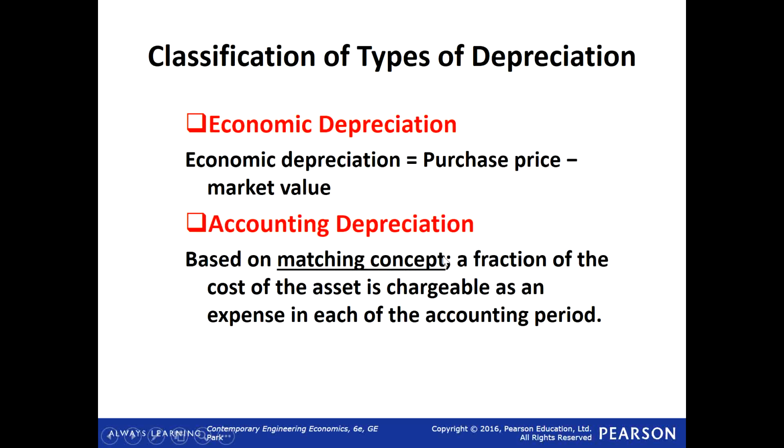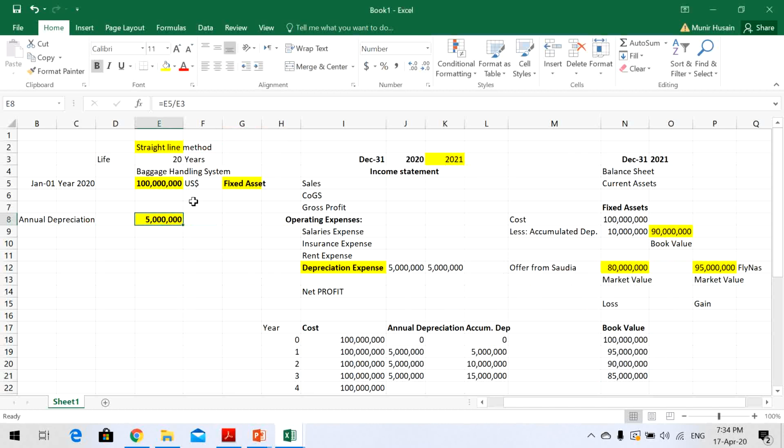And accounting depreciation is based on an accounting concept, and this is what we'll be using in decision making. It is based on the matching concept, where we match revenue with expenses. Basically we prepare an income statement. You have seen that our depreciation will be shown in the balance sheet as well as in the income statement. So a fraction of the cost of the asset is chargeable as an expense in each accounting period. So what is that fraction? If you remember this one, what is this? It is basically 1 over 20.